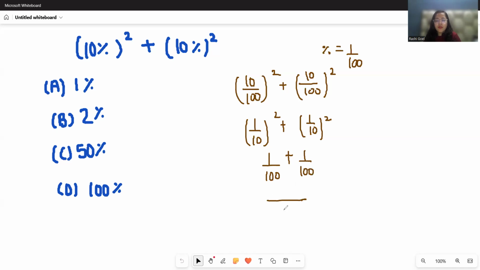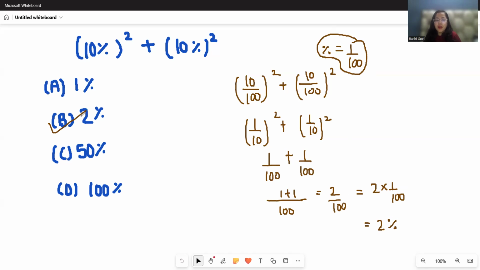If we take LCM, we get 100. Here 1 plus 1, which equals 2 by 100, which I can write as 2 times 1 by 100. And we already discussed that in place of 1 by 100, we can write the percentage symbol. So it becomes 2%, which is option number B.